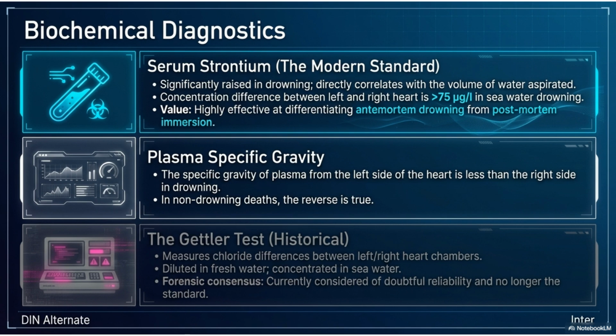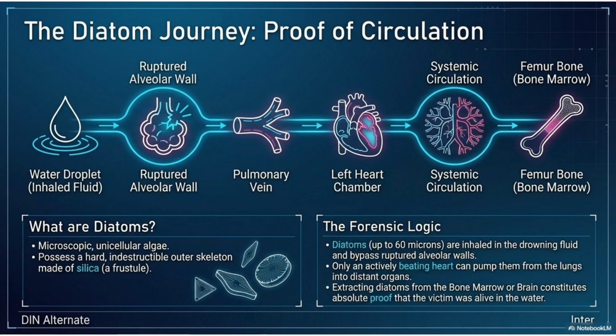Biochemical diagnostics include serum strontium, the modern standard, which is effective for differentiating antemortem drowning from post-mortem immersion. Other tests include plasma-specific gravity and the historical Gettler test. The Diatom Journey provides proof of circulation. Diatoms are microscopic algae inhaled in the drowning fluid. An actively beating heart is required to pump them from the lungs into distant organs like the bone marrow, providing proof the victim was alive in the water.